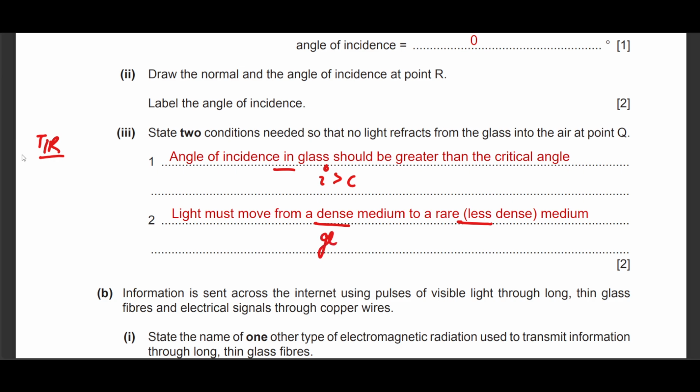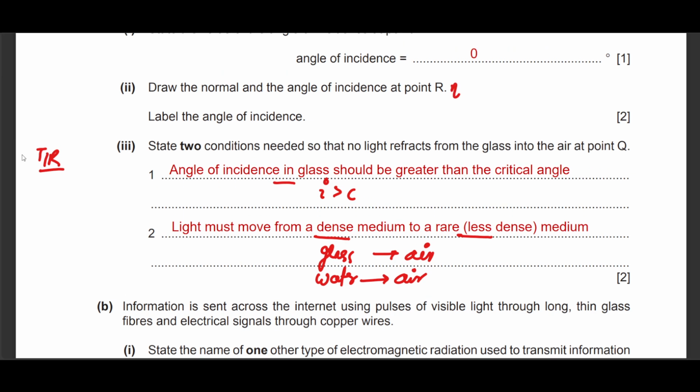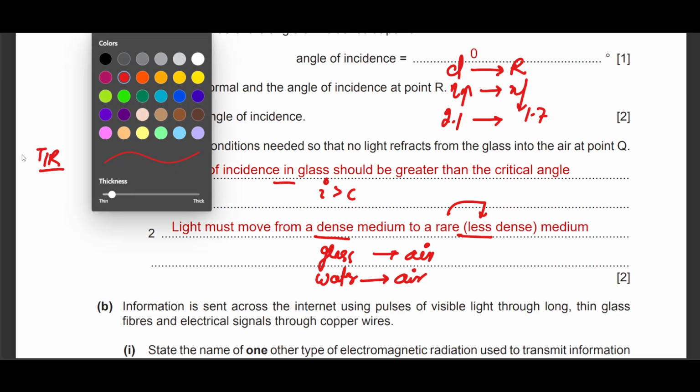For example, it could be going from glass to air, or from water to air, or from a material that has a high refractive index towards a material that has a low refractive index. For example, the refractive index is 2.1, going towards a material that has a refractive index of 1.7. Even in this case, this will be considered as a movement from dense to rare medium. Rare is another word for something that is less dense in comparison to the first one.